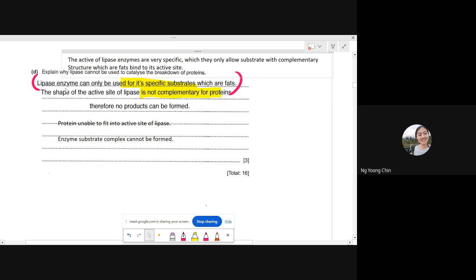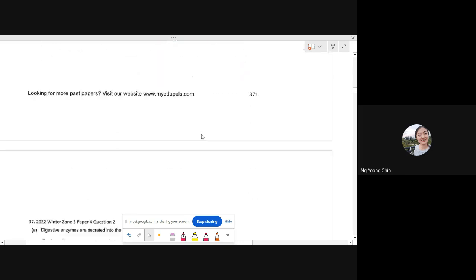Instead of writing lipase can only be used for specific substrate which is fat, what does it mean? Specific means what? We call it enzyme specificity. It refers to whenever the substrate is able to bind to the active site of the enzyme. So this we call specific. So you should write about the process, which is how the substrate is able to bind to the enzyme. See, bind to the active site. Use this term bind. Don't put attached to the active site. Please use this term bind. Okay, we continue. Sorry.